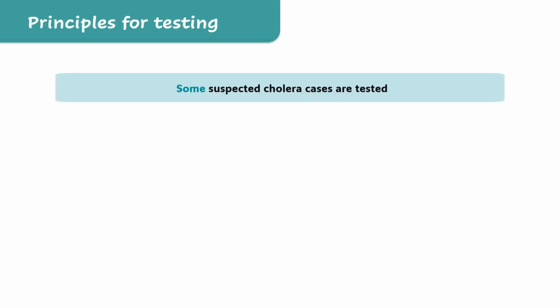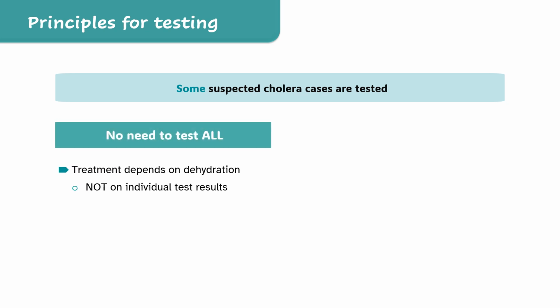When the surveillance objective is to monitor a cholera outbreak, it is not necessary to test all suspected cholera cases. Only some suspected cases need to be tested. The reason why it is not necessary to test all suspected cases is because this is not required to treat cholera. Treatment depends on the dehydration level, not on individual test results.